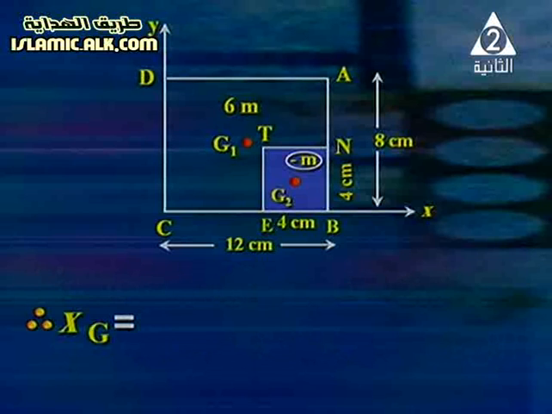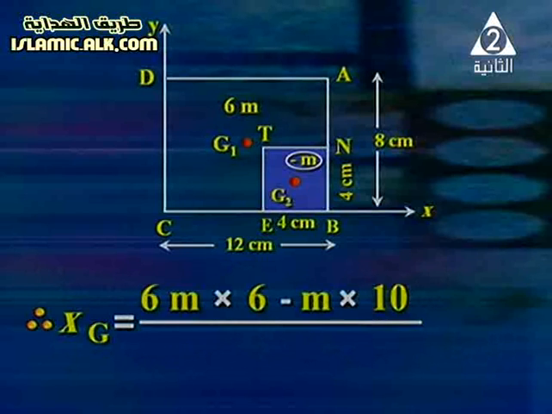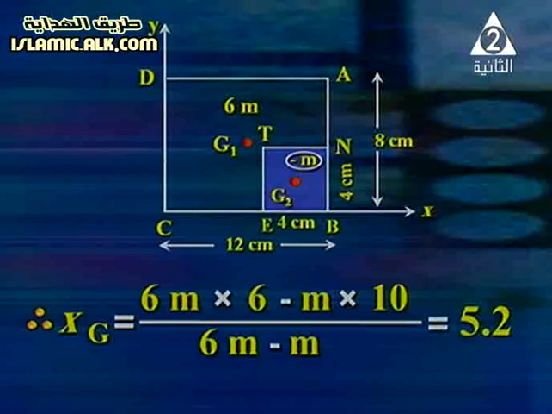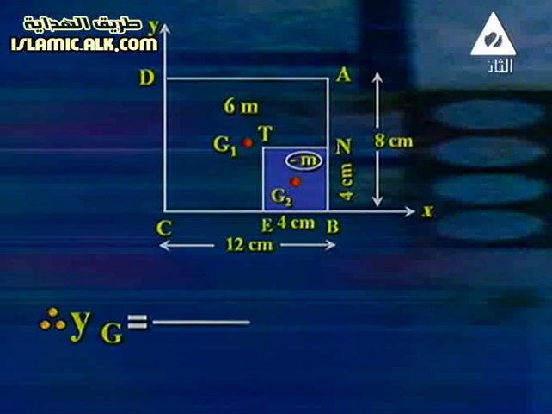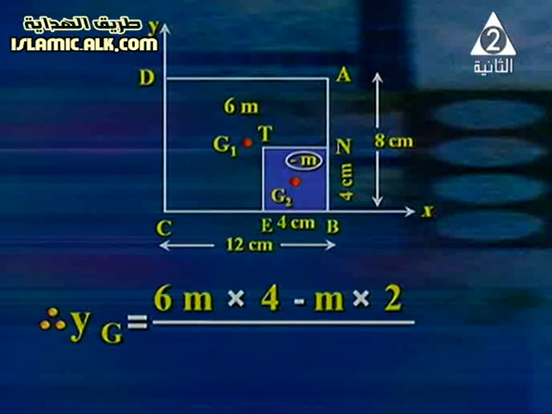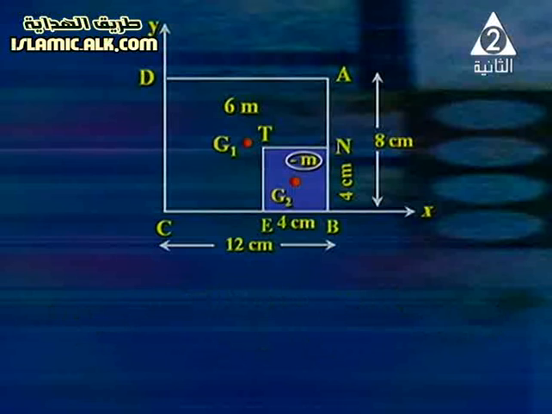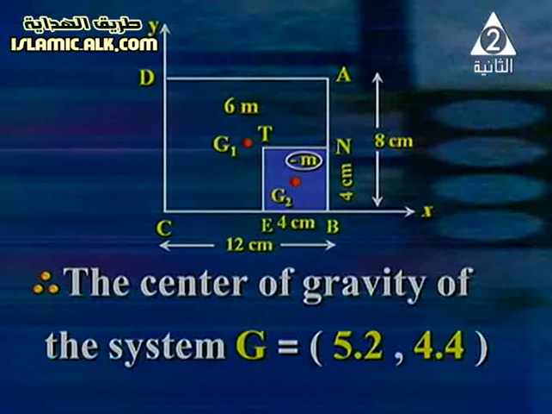Then xg, by using the rule, we find xg equals 6m times 6 minus m times 10 over 6m minus m, equal 5.2. Then yg equals what? By using the same method, 6m times 4 minus m times 2 over 6m minus m equals 4.4. Then the center of gravity of the system G equals 5.2, 4.4.